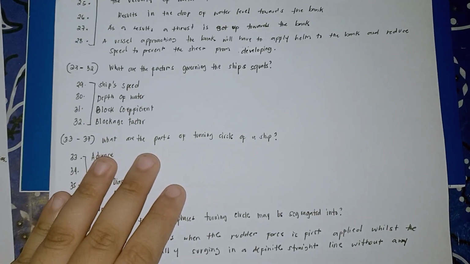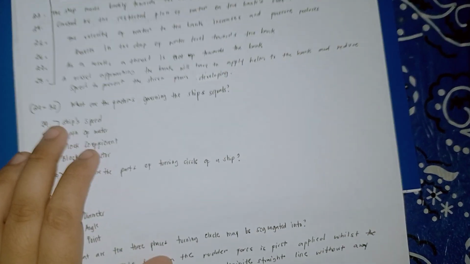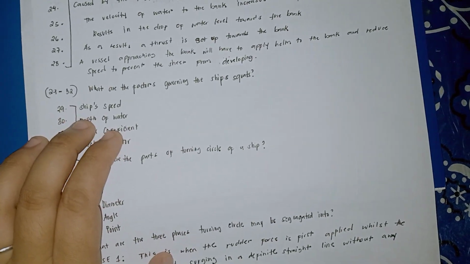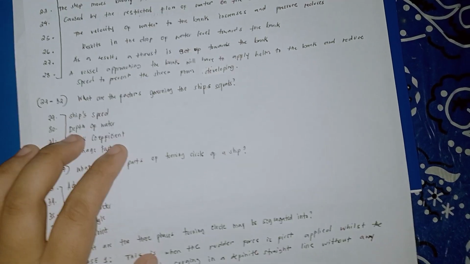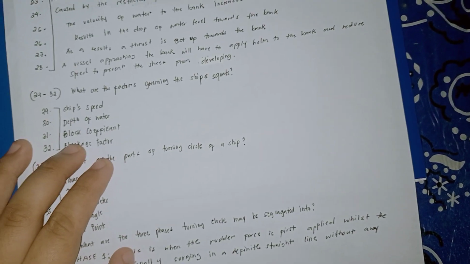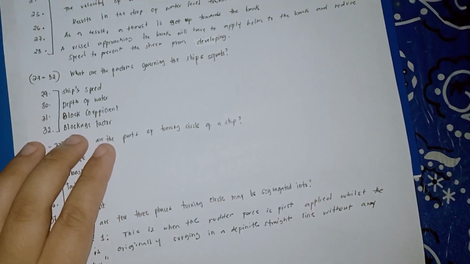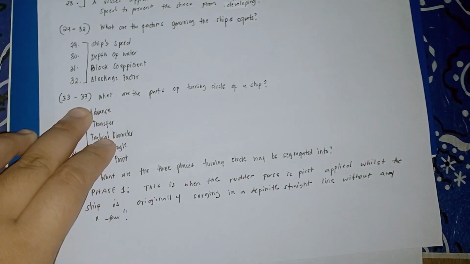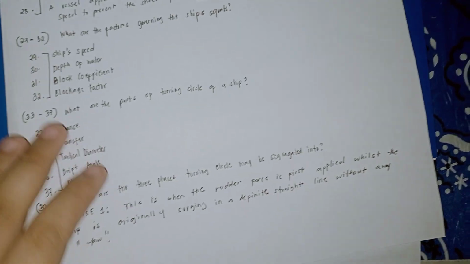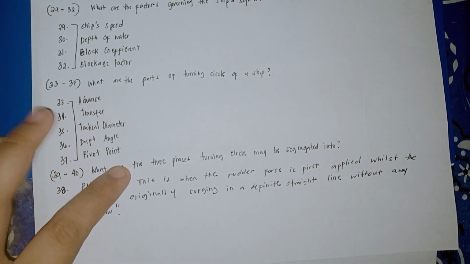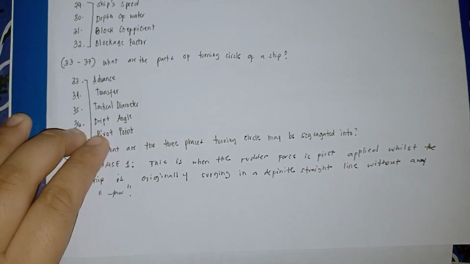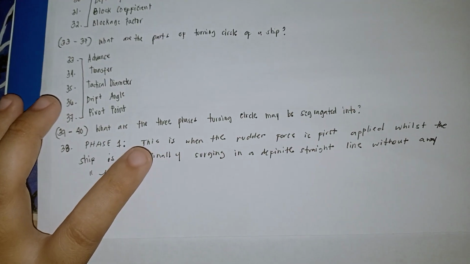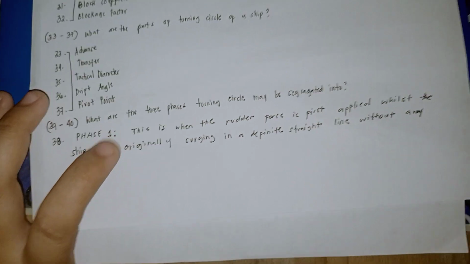We have 29 to 32. What are the factors governing the ship squat? We have ship's speed, depth of water, block coefficient, and blockage factor. For our 36 to 37, what are the parts of turning of a ship? We have advance, transfer, tactical diameter, drift angle, pivot point. For our 39 to 40, what are the three phases the turning circle may be segregated into?